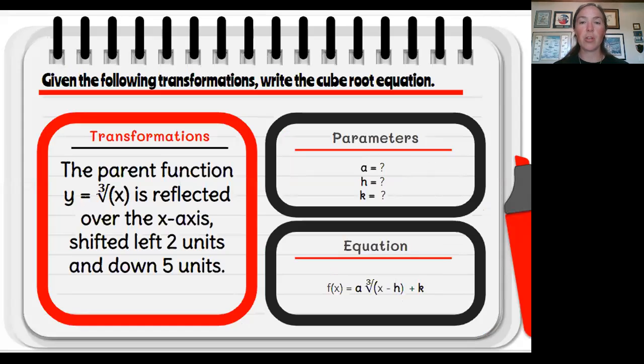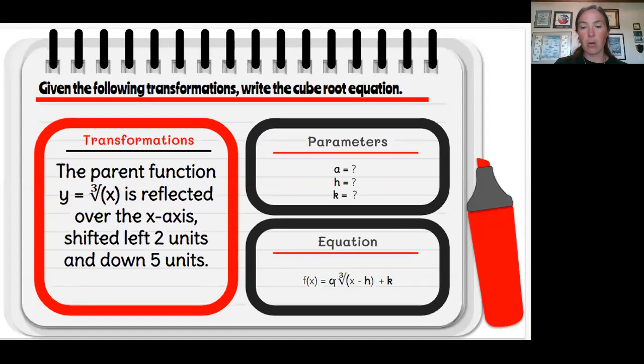So given the following transformations, we want to write the cube root equation, and we're writing it in vertex form, which is down here at the bottom. Right here, we've got our a, our h, and our k, and those are the values we have to replace. It says the parent function y equals the cube root of x is reflected over the x-axis, shifted left 2 and down 5.